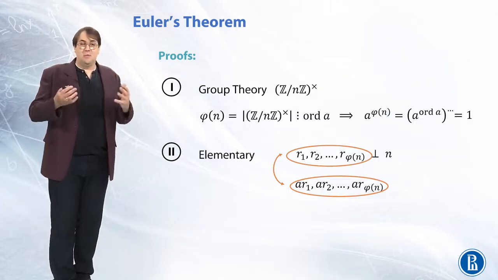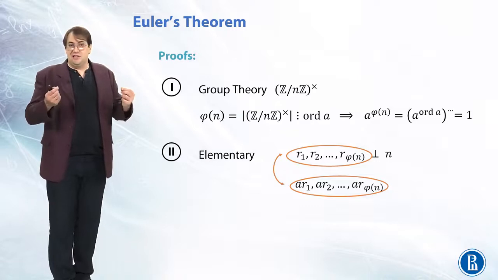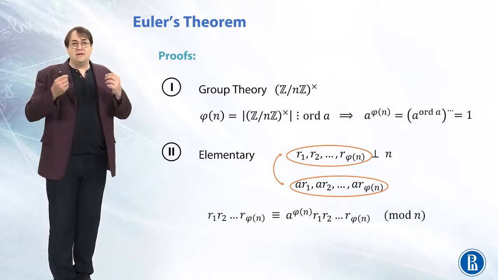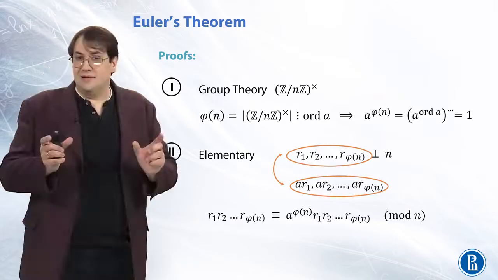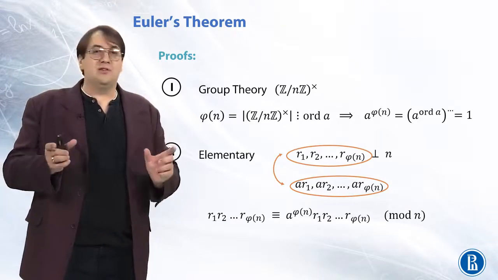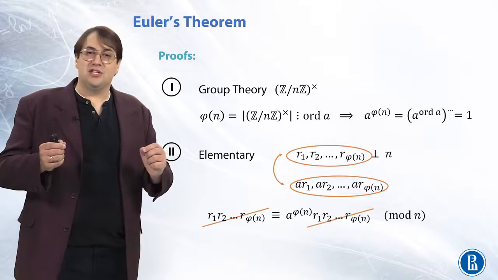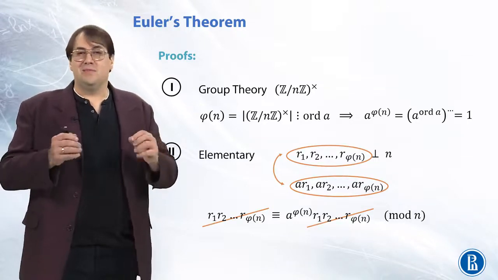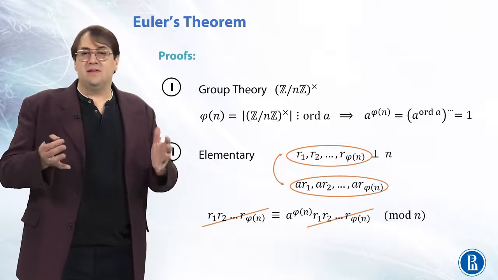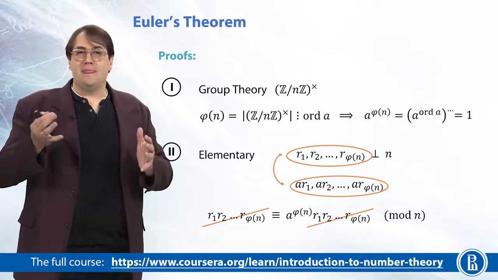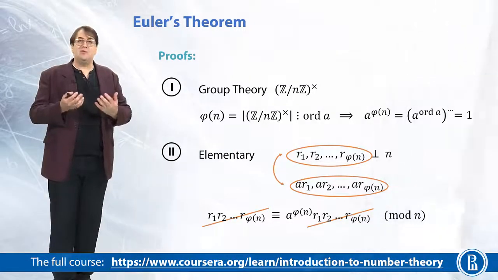After understanding that, we can multiply all the remainders in the upper row and all the integers in the lower row and conclude that we gain two integers that are actually congruent modulo n. From this point, all we need to do is to simplify this congruence by cancellation. We simply divide it by the product of these r1, r2, and so on. And what we have left, we have a to the power of phi of n on the right-hand side, and of course 1 on the left-hand side. So this is also a way to prove Euler's theorem.